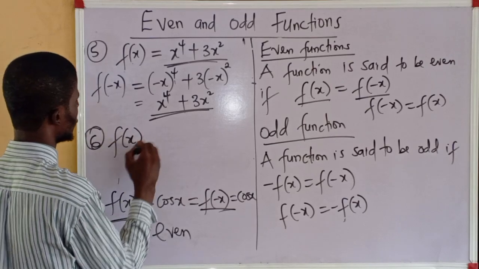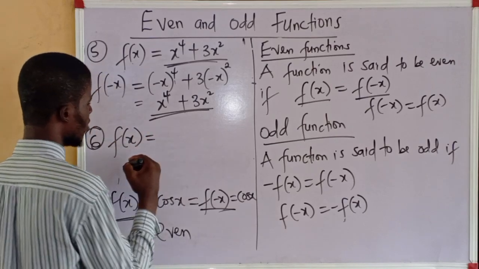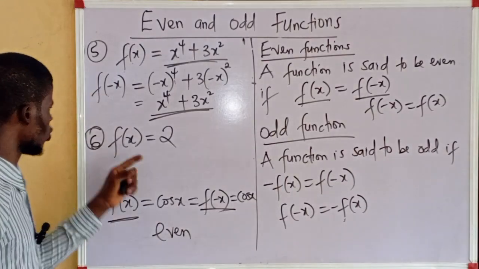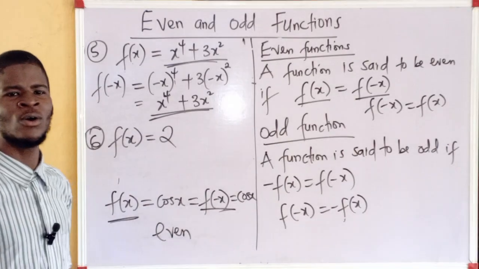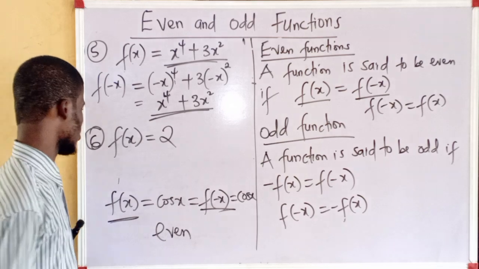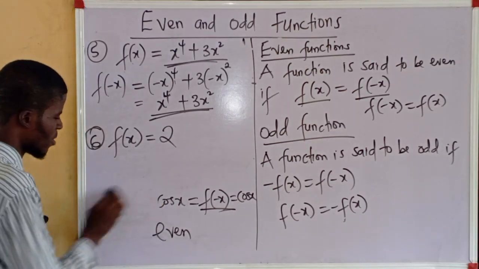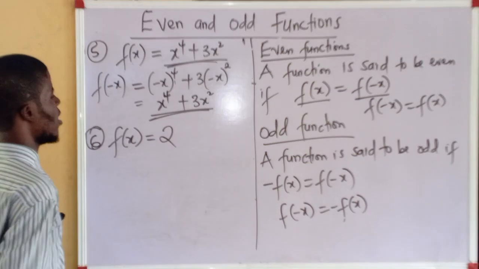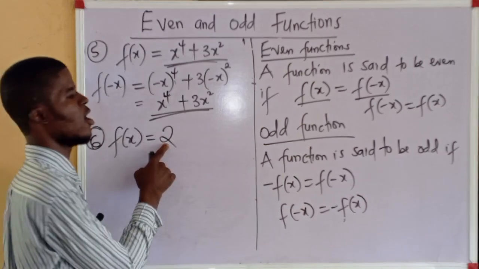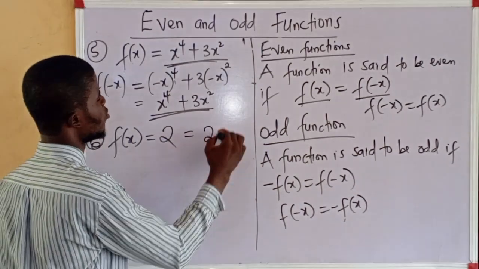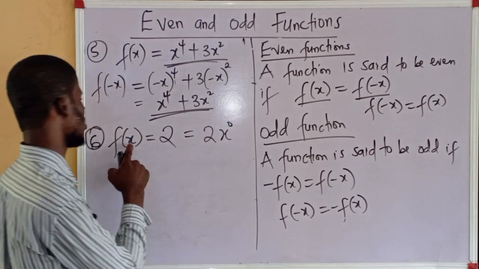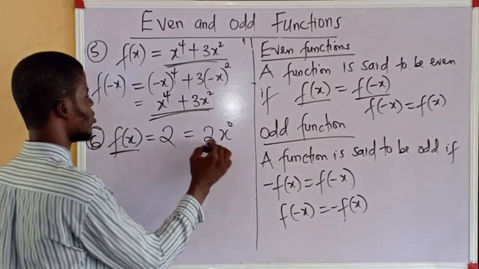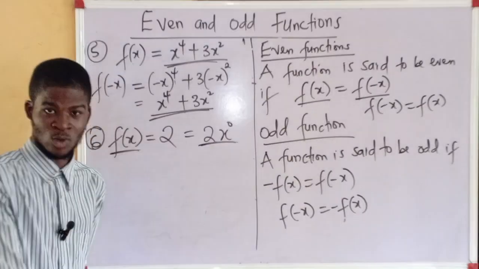Now, consider this. f of x equal to, okay, let's say this. f of x equal to 2. Is it even or odd? Actually, it's an even function. That's interesting to know. The reason is because I can actually write 2 as 2x raised to the power 0, since we are dealing with a function of x. So f of x is equal to what? 2x raised to the power 0, which is equal to 2.